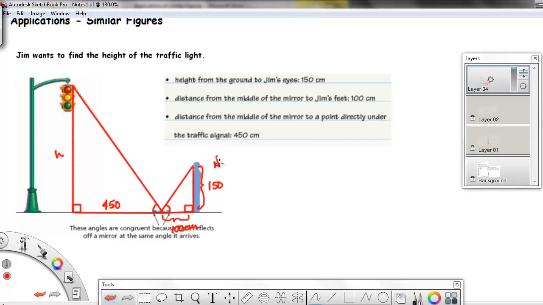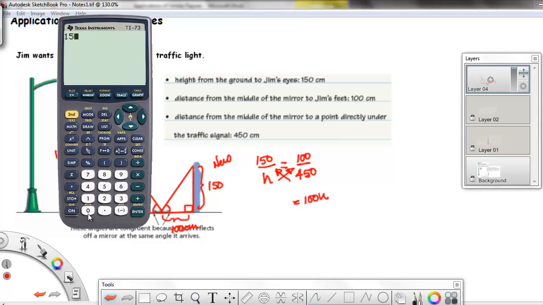I will take this to be the new. This will be the old. So remember, going back to our proportional statements, it's the new over the old. We'll take 150 divided by h has to be proportional to 100 divided by 450. Go ahead and take the cross product. I know that will be 100h. 150 multiplied by 450.